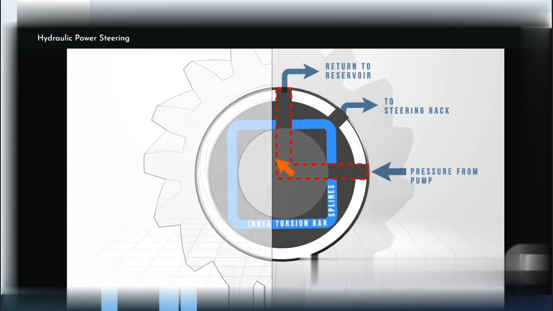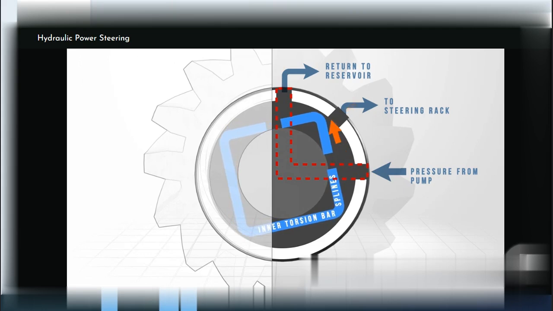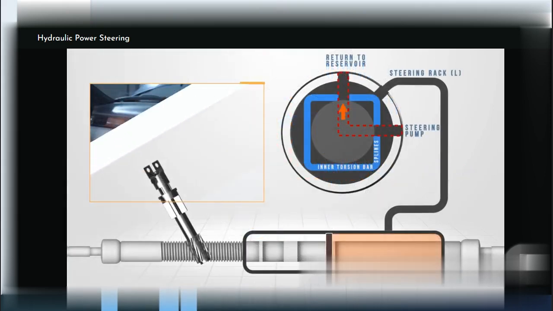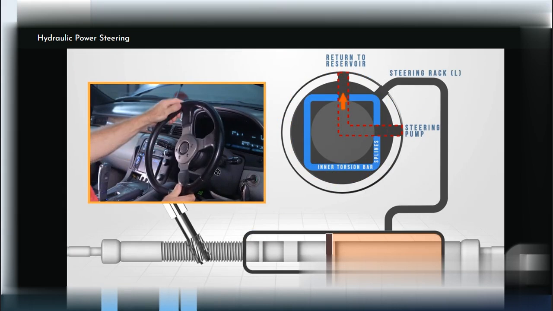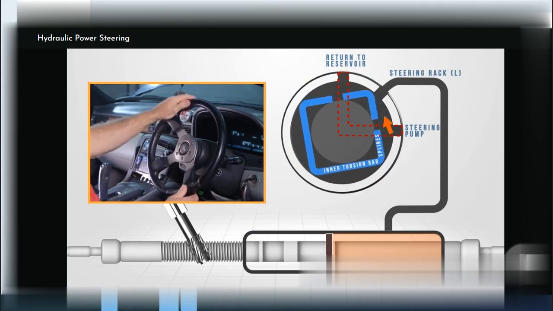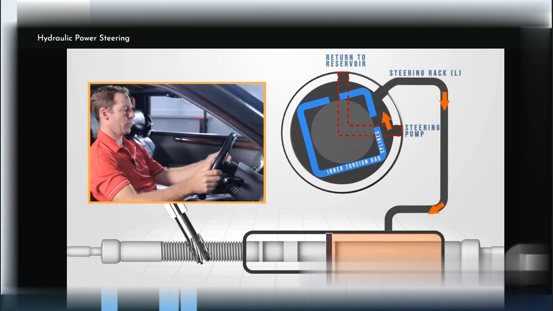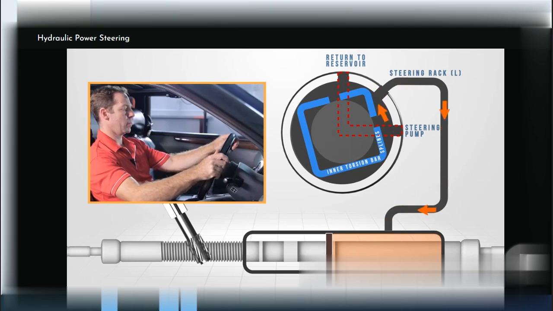Slight rotation of the valve gives a small amount of assistance, which becomes progressively greater as the torsion bar flexes, opening the ports to a greater degree. Turning the steering wheel to the right exposes a section of the rotary valve ports to the outlet pipe. Fluid is able to exit here and flow to one side of a piston attached to the steering rack.